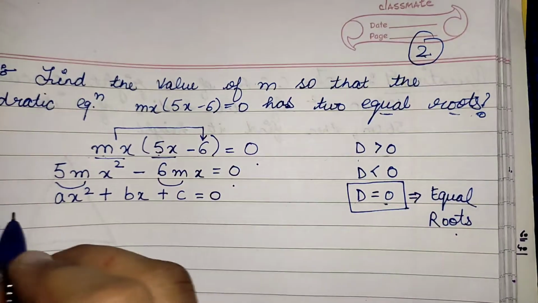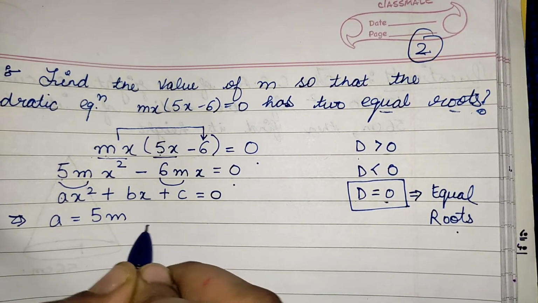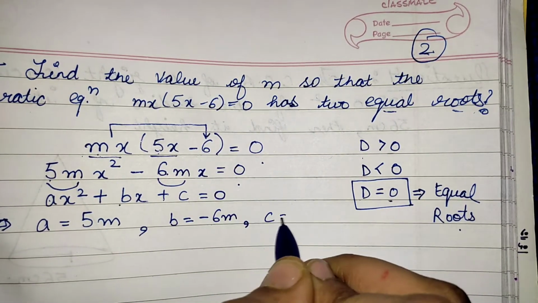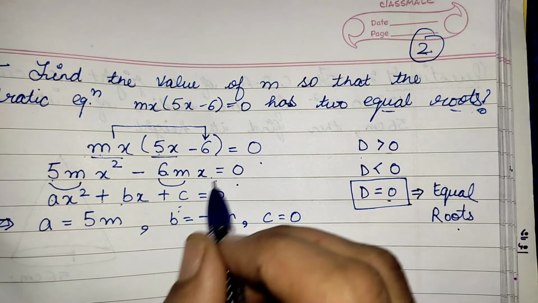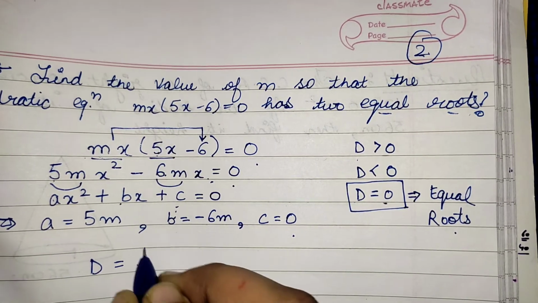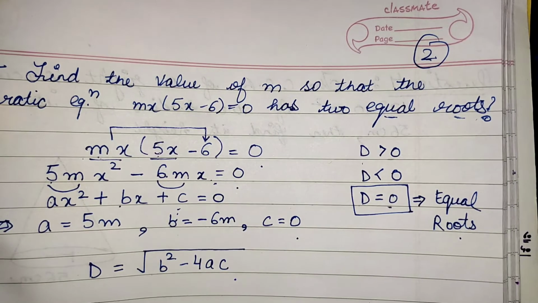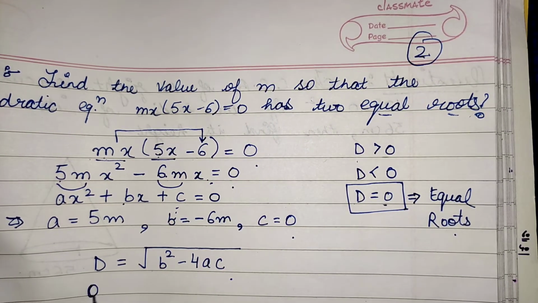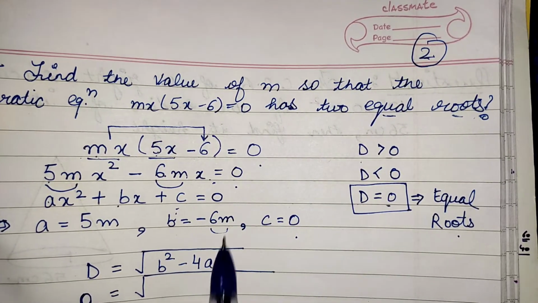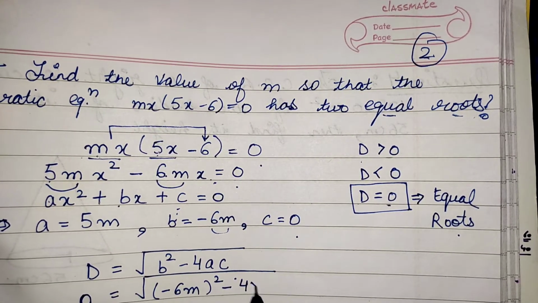is equal to 0. If I am going to compare my values, then a will be equal to 5m, b will be equal to minus 6m, and c will be equal to 0 because no constant value is given to us. And now we have to find out the value of d, which is equal to under root of b square minus 4ac. So d will be equal to 0 because they are asking that the two roots are equal to each other. So b is minus 6m square minus 4a.